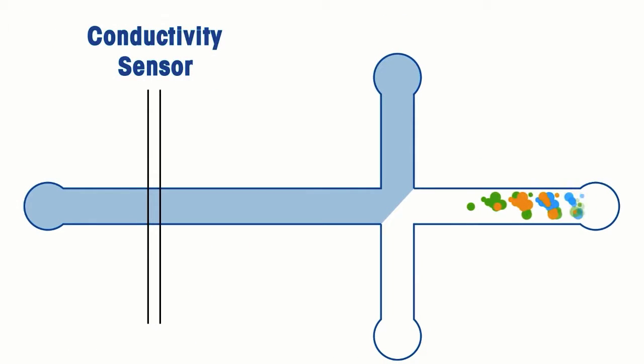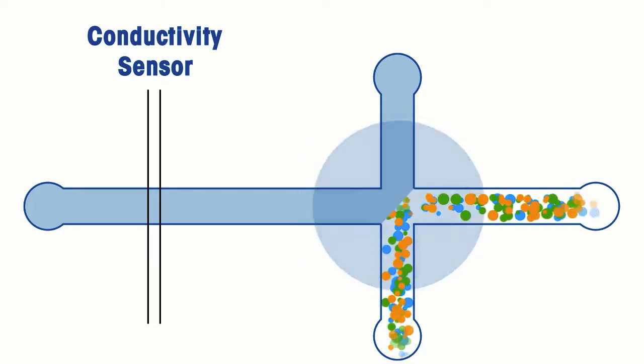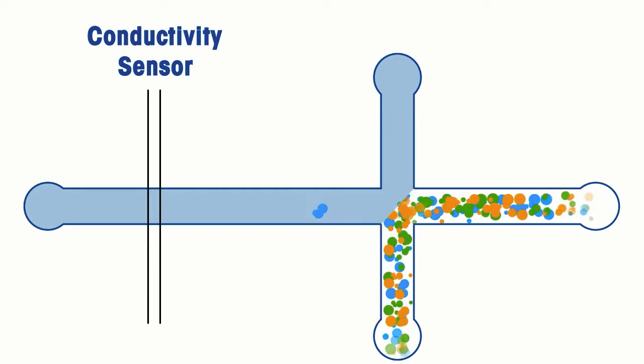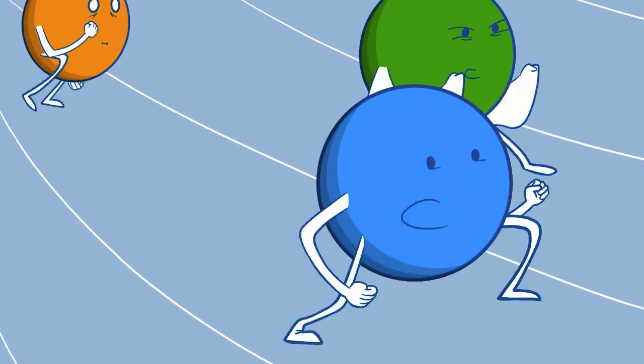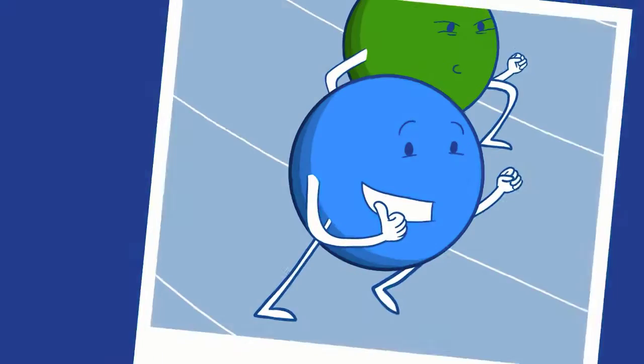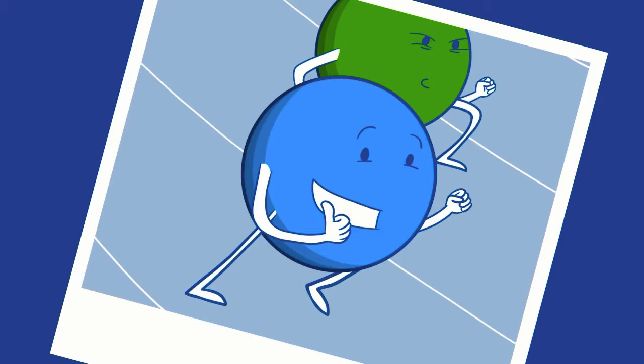MCE uses an electric field to separate ions in a capillary on a cartridge based on their mobilities. Different ions move through the capillary at different speeds, and they eventually pass a conductivity sensor near the end of the capillary where the response is based on their concentration.